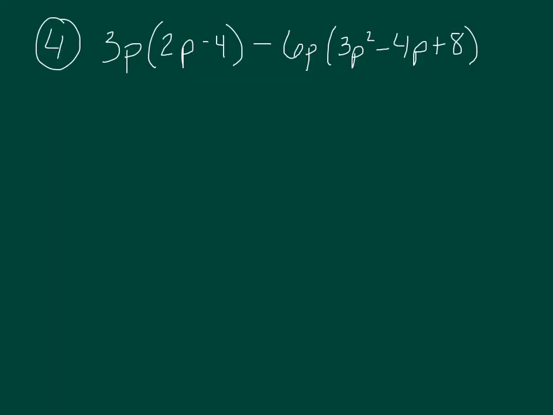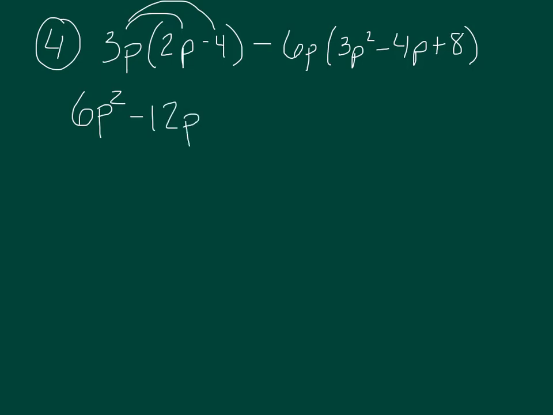Number 4, 3p times 2p minus 4, and then negative 6p times 3p to the second minus 4p plus 8. Okay, I forgot to put this problem in, so I'm just adding it in real quick at the end. All right, so I'm going to distribute the 3p. 3p times 2p: 3 times 2 is 6, p times p is p to the second. 3p times negative 4: 3 times negative 4 is negative 12, and then just keep your p. Okay, so I distribute those first.